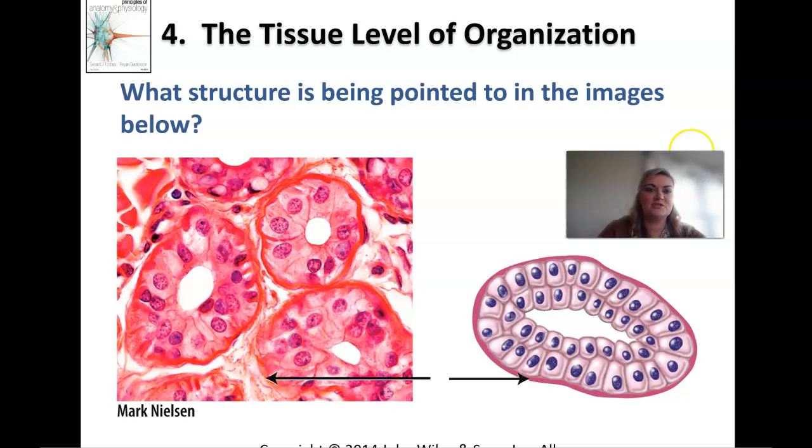Tissue levels of organization. What structure is being pointed at in the images below? What do you think you're looking at? That is going to be that basement membrane.